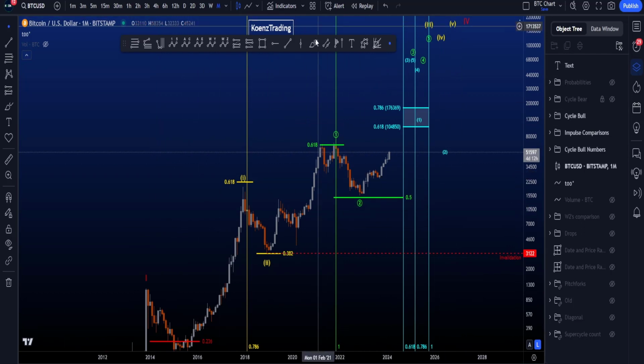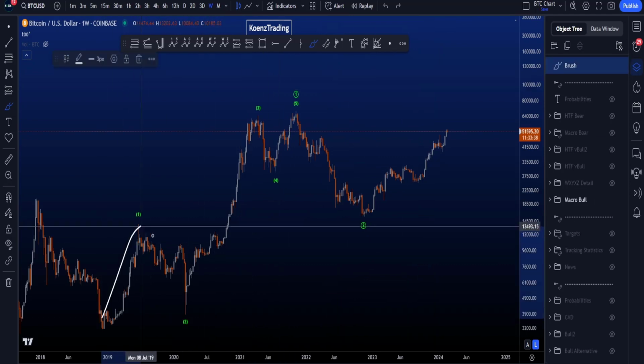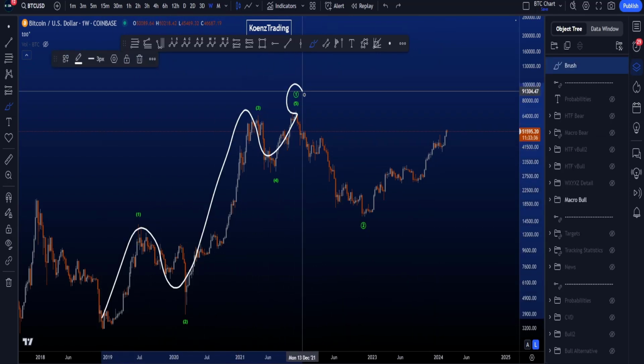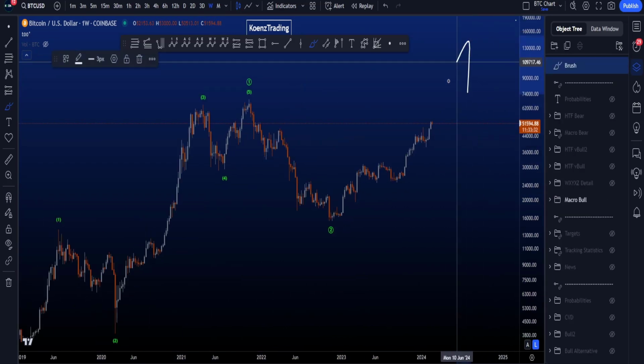If we go to the macro time frame and we zoom into this structure over here, then we're looking for the final bull market 1, 2, 3, 4, 5 finishing as a wave 1, 2, and then we're looking for continuation to the upside for the blue wave 1.